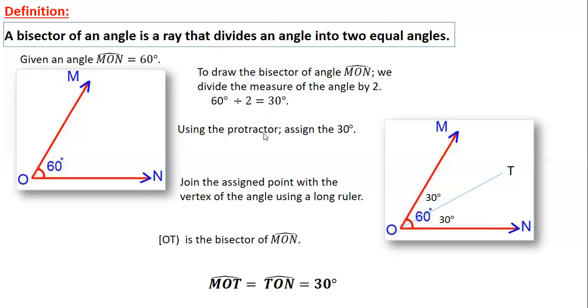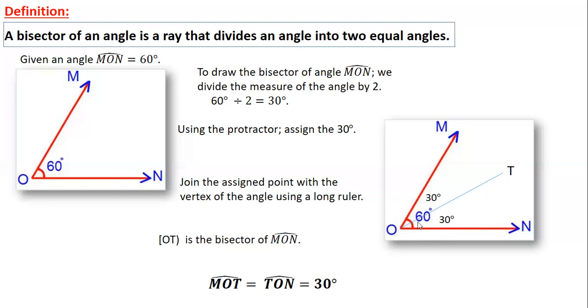Now, using the protractor, we assign the 30 degrees. What should we do? We put inside this angle the protractor, the zero of the semicircle on the vertex of the angle, and we mark the measure 30. Here is the mark of the measure 30. After marking, I just join it with the vertex, so I get a ray. The ray is OT. So OT, which is a ray, as you can see here, is the bisector of angle MON.